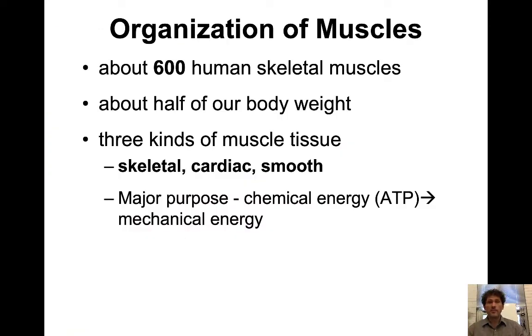Now, if you remember from labs, we have about 600 different skeletal muscles that are about half of our body weight, which is pretty incredible when you think about that. We've talked about 3 different kinds of muscles this semester: skeletal, cardiac, and smooth. And for Unit 5, we're going to be focusing mostly on skeletal muscle. We might talk a little bit about cardiac and smooth here, but you'll learn a lot more about those types of muscles in 202.